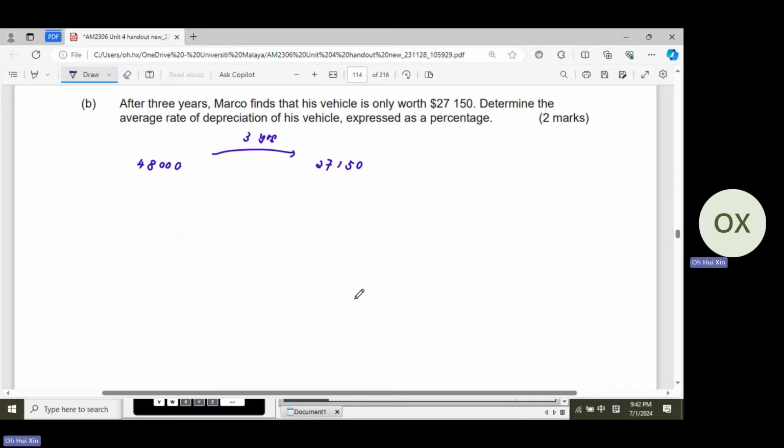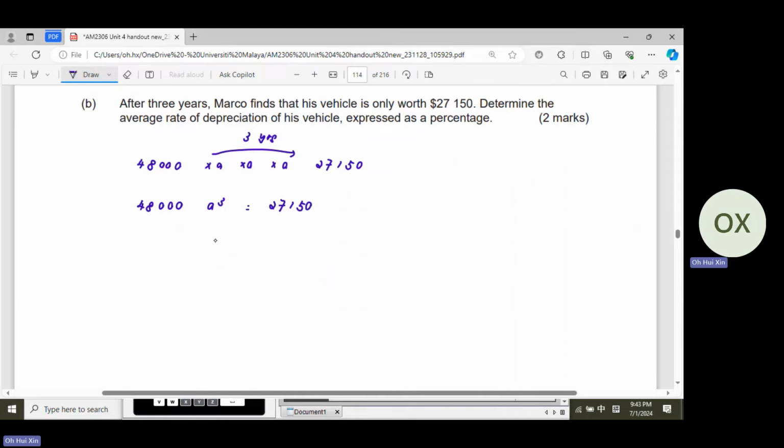It just depends on how you want to understand it. The first thing is that because the rate of depreciation is an average, we can understand that from 48,000 to this value, you multiply the value 3 times. Let's say A. So you will multiply the rate 3 times for the 3 years. After 1 year, after 2 years, after 3 years, then you get this value. So the first way is 48,000 multiplied by A to the power 3, which gives you 27,150.